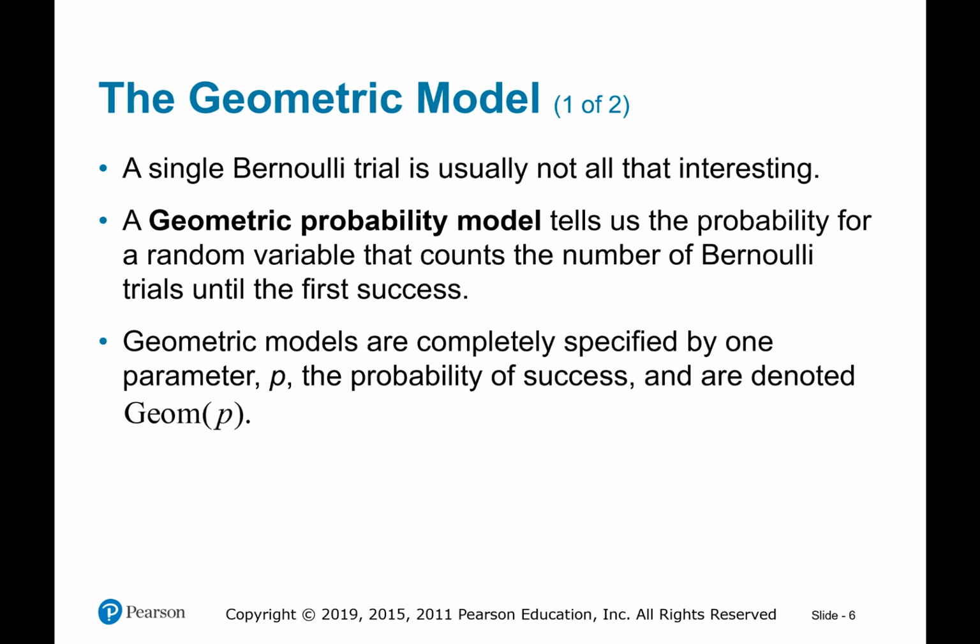All right, so here's a big concept. We're going to call this a geometric probability model. If we're looking at a random variable and we're trying to count the number of Bernoulli trials until the first success, there's one parameter, p, the probability of success, and the notation there is Geom(p).